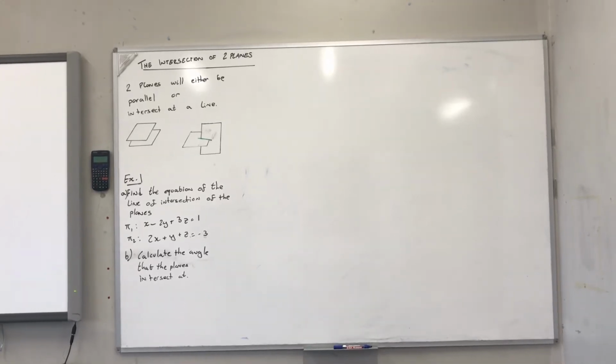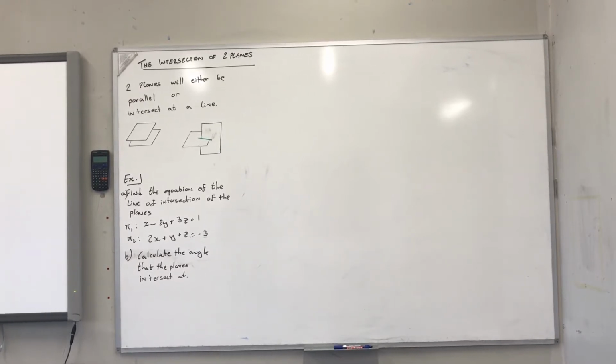So what we're going to do in this video is look at the intersection of two planes. There are two options when planes exist: they either do not intersect, or they do intersect. If they don't intersect, that means they must be parallel, so one entirely on top of the other and they never meet.